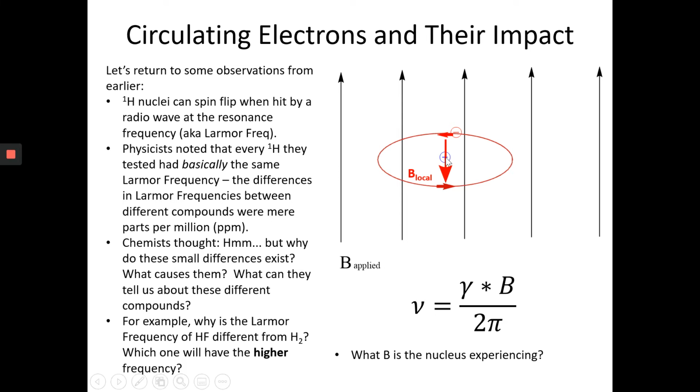If we're talking about this blue nucleus right here, is it B applied? Or is it B local? Or is it something else? Ponder that for a minute. Pause the video for a minute and just think about what magnetic field this little blue nucleus is feeling right now.